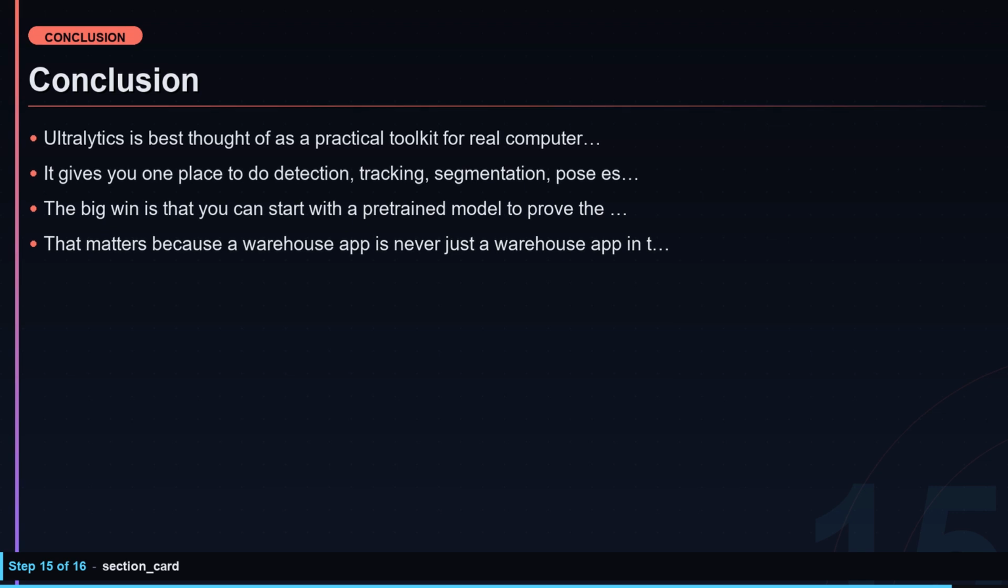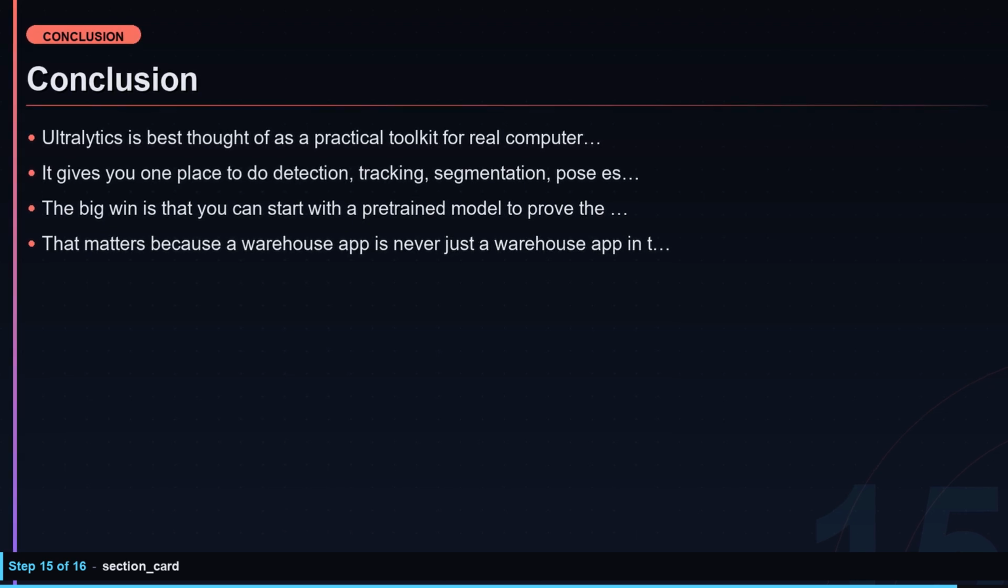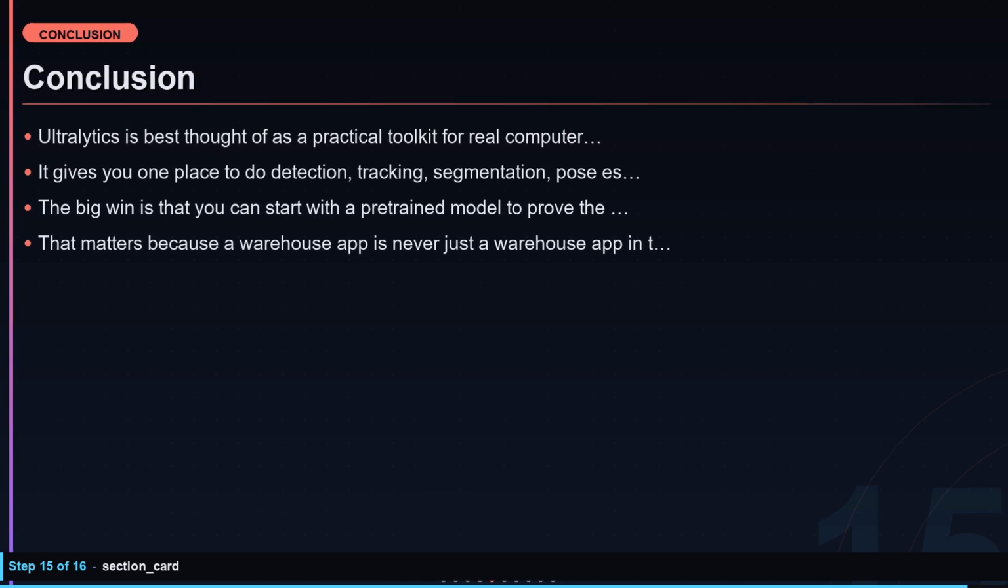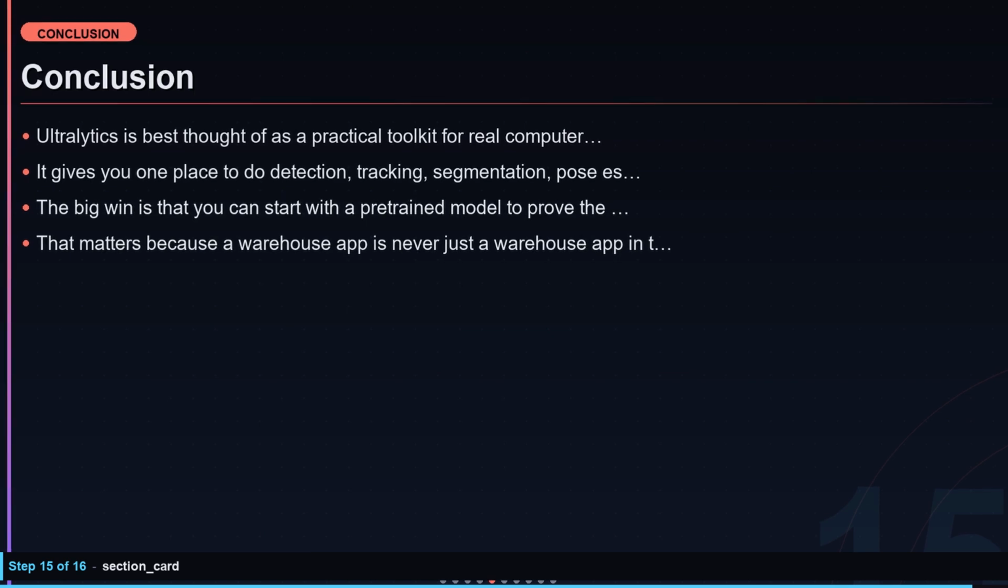That matters because a warehouse app is never just a warehouse app in the abstract. Your cameras, lighting, angle, and object types will shape the result. So if you are detecting workers, forklifts, and pallets in live feeds, then tracking them frame by frame, Ultralytics gives you a clean path from prototype to production.